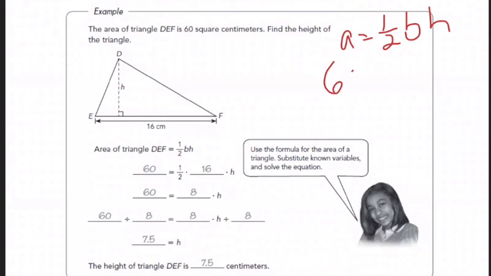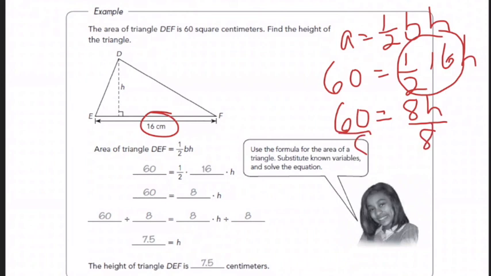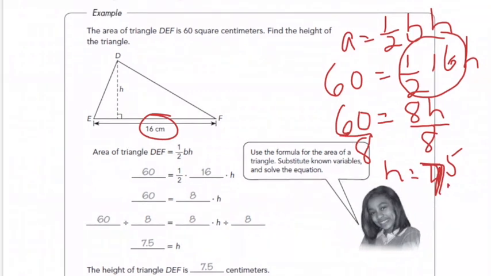Area is 60 equals 1/2. Here's the base, 16 h. So we're going to solve for h. So 60 equals, what's 1/2 of 16, which is 8h. Now we need to isolate the variable, so divide by 8 on both sides. And then you're going to get h equals 7.5 centimeters. Not centimeters squared, centimeters, because it's the height.